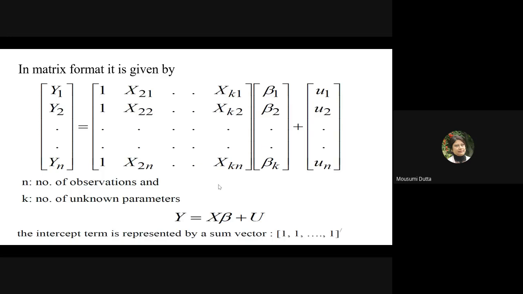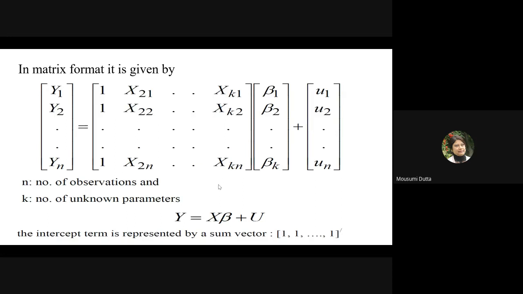Simultaneously, we will mention that the number of rows, that is n, should be greater than k, because the degrees of freedom of the model is given by n minus k. So if n is not greater than k, we will not have sufficient degrees of freedom. So in the context of a regression model, the number of columns should be lesser than the number of rows, and all the columns will be independent of each other.